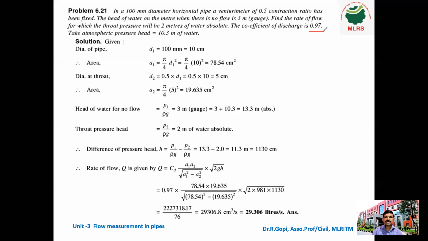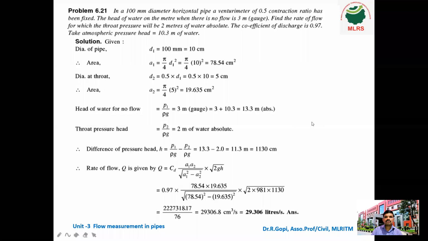So substitute all the values in this equation. The H value is 1130 centimeter. Substituting all the values, we get 29,306.8 centimeter cube per second. If you convert it into liters per second, it is 29.306 liters per second. So this is your Venturi meter problem. Up to this, the Venturi meter problems are over.